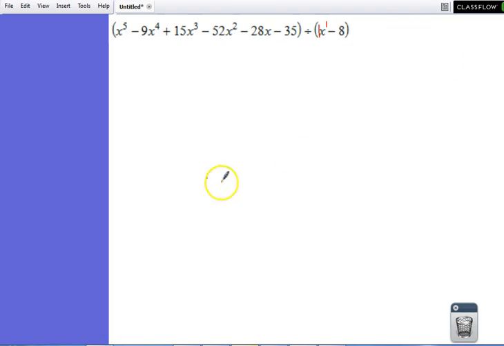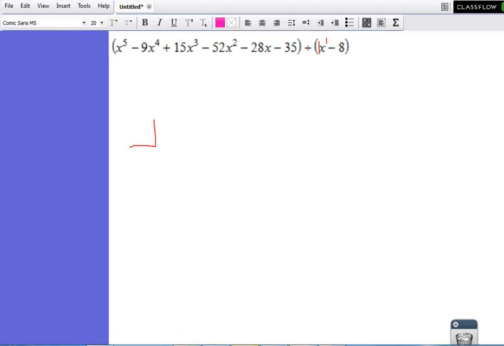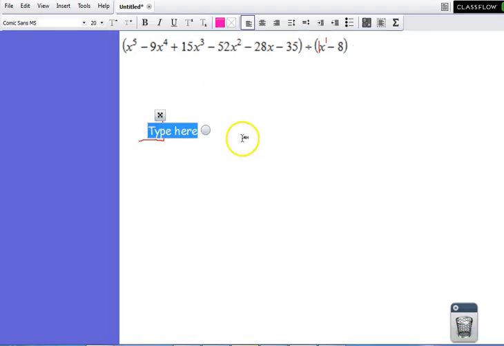Now, what number goes in my box for synthetic division? Therein lies the question. Well, since this is a negative 8, I will be putting an 8 in my box. Opposite of that.